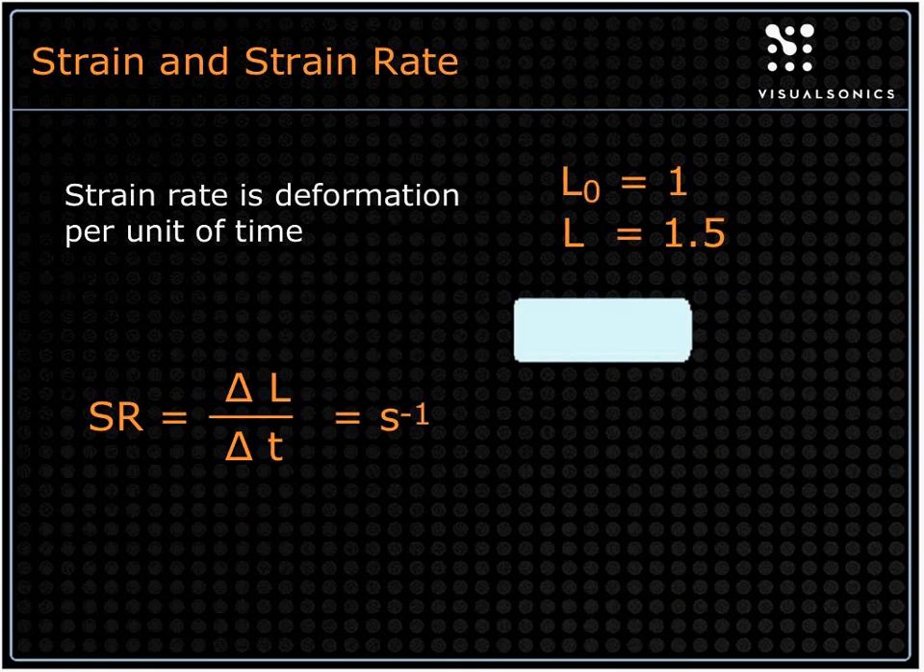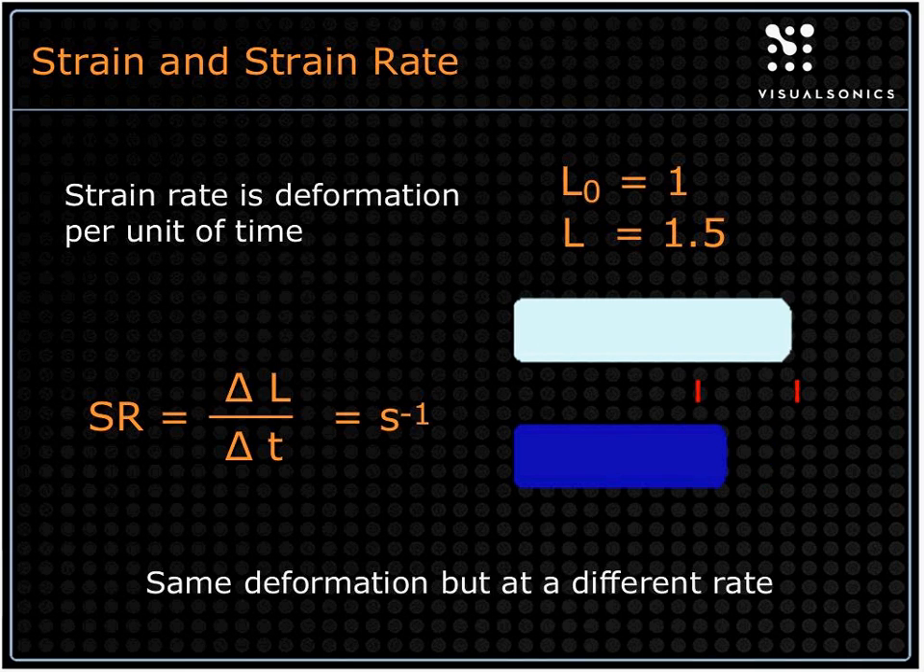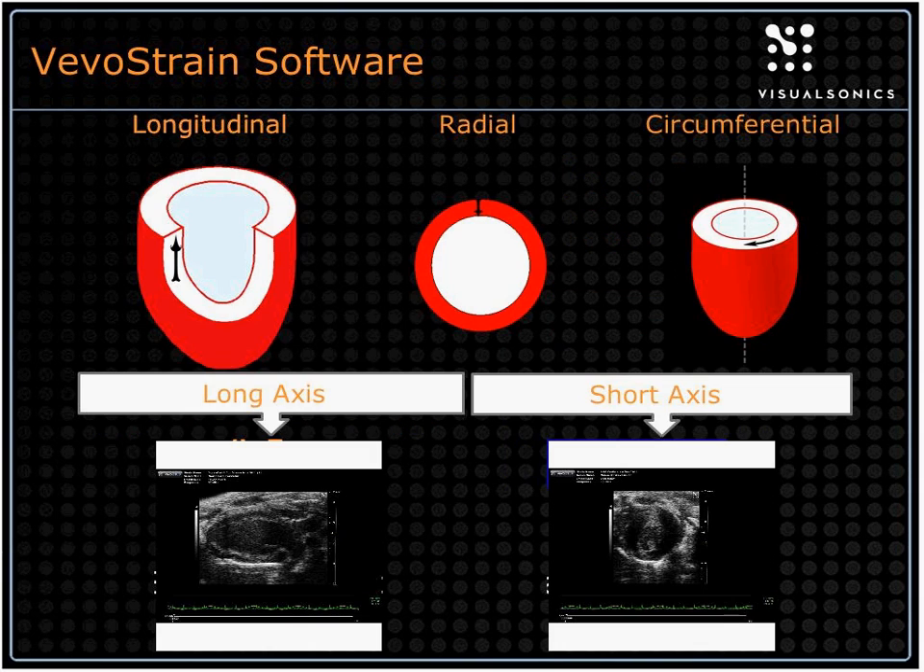So what is strain rate? Strain rate is the deformation per unit of time. So how fast is this tissue deforming? It is also derived from an equation: strain rate equals delta L over delta T, equals S to the negative 1. You can have two areas of tissue that have the same percent strain, but they can actually be changing at different rates, which our software can help analyze.